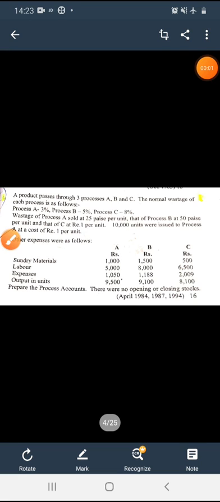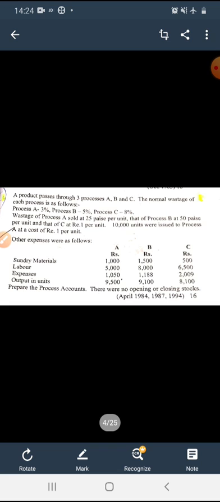Hello everyone. We'll see the next question under process costing. See page number 31 and question number 21. Page number 31 and question number 21.